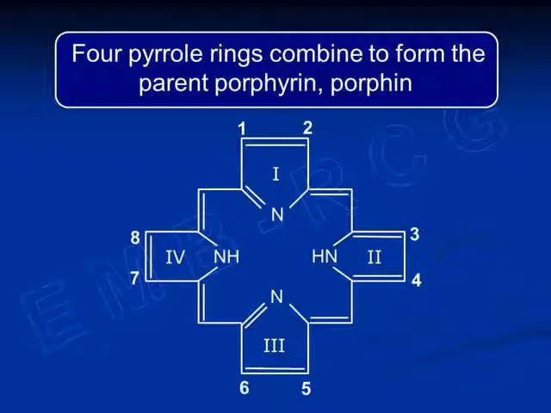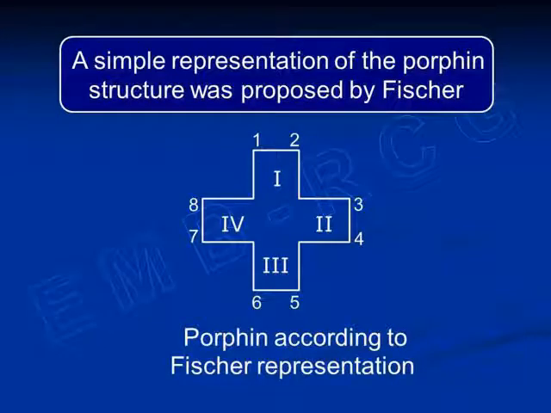You can see here we have 1 pyrrole ring here, 1 here, 1 here, 1 over here: 1, 2, 3, 4. They are joined with one another by methenyl bridges. A scientist called Fischer at first proposed the structure of this parent porphyrin. According to his presentation, this is how our porphyrin will look with 4 subunits of pyrrole.